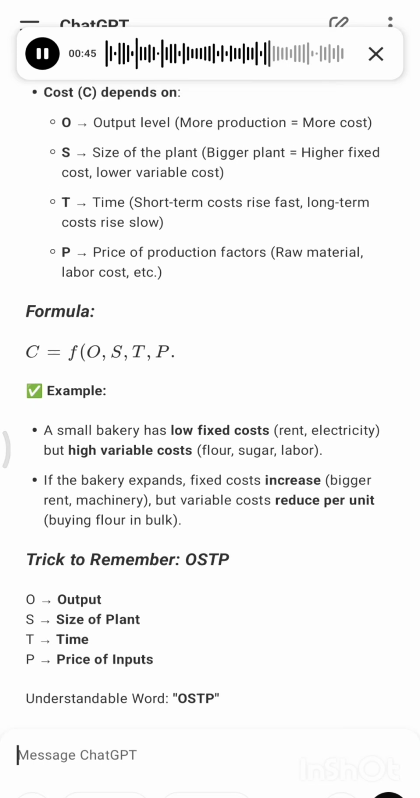Example, a small bakery has low fixed costs, rent, electricity, but high variable costs, flour, sugar, labor. If the bakery expands, fixed costs increase, bigger rent, machinery, but variable costs reduce per unit, buying flour in bulk. Trick to remember: OSTP. O, output, S, size of plant, T, time, P, price of inputs. Understandable word, OSTP.